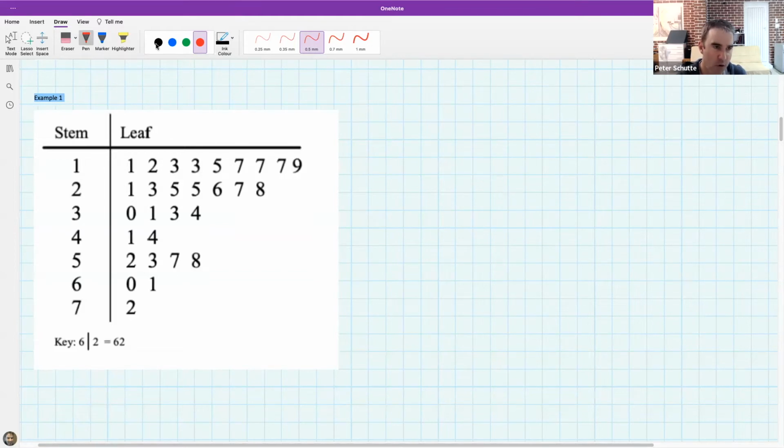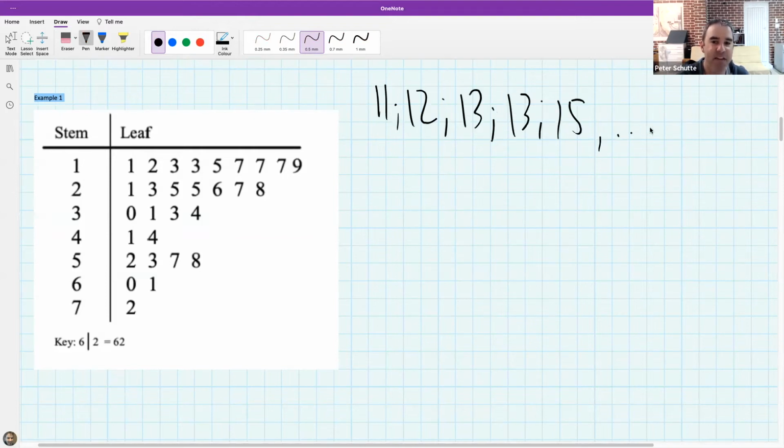Okay, you're absolutely correct. So give me the very first number in this data set. It will be 11. Okay, give me the second number. 12. Okay, give me the third number. 13, 15. Okay, perfect. Now give me the last number in the data set. It will be 72. Perfect. Okay. So you're perfectly correct.